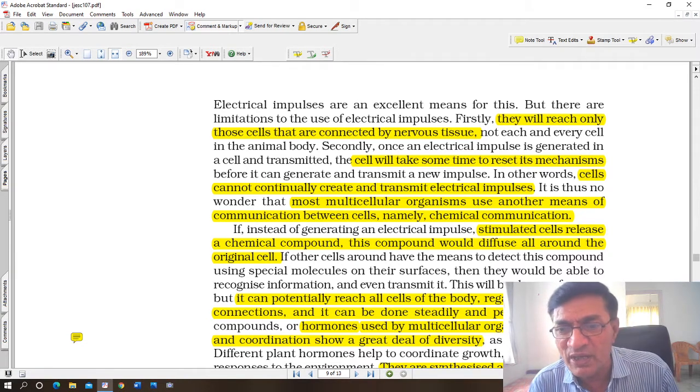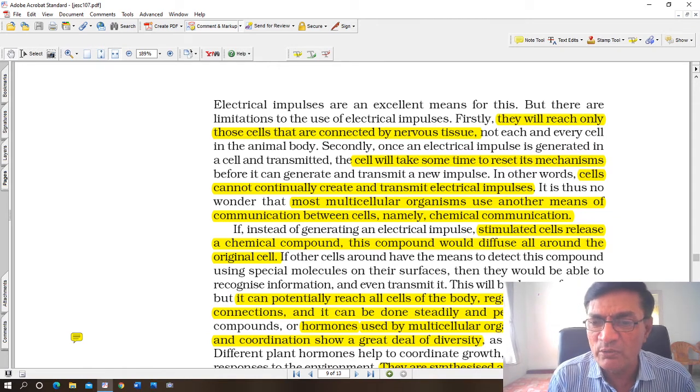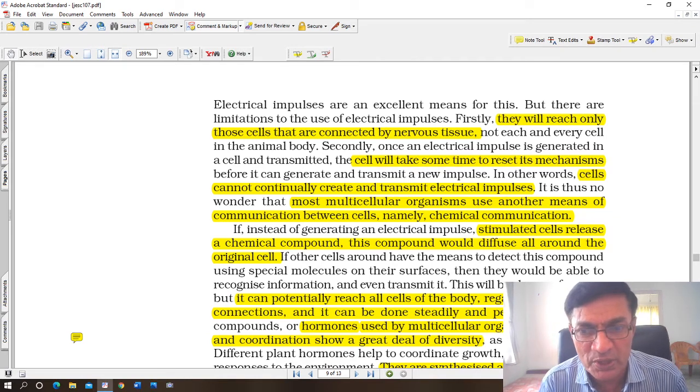If instead of generating an electrical impulse, stimulated cells release a chemical compound, this compound would diffuse all around the original cell. If other cells around have the means to detect this compound using receptor molecules on their surfaces, then they will be able to recognize the information and even transmit that information to the next cell.